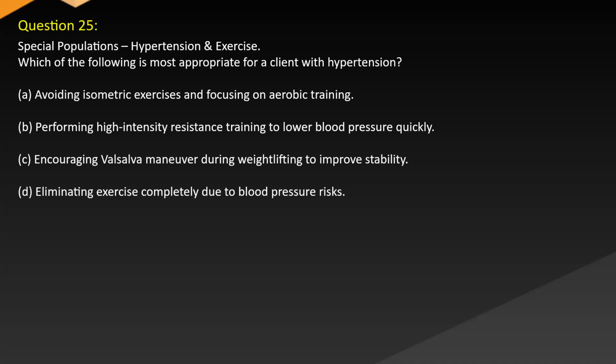Which of the following is most appropriate for a client with hypertension? A. Avoiding isometric exercises and focusing on aerobic training. B. Performing high-intensity resistance training to lower blood pressure quicker. C. Encouraging Valsalva maneuver during weightlifting to improve stability. D. Eliminating exercise completely due to blood pressure risks.